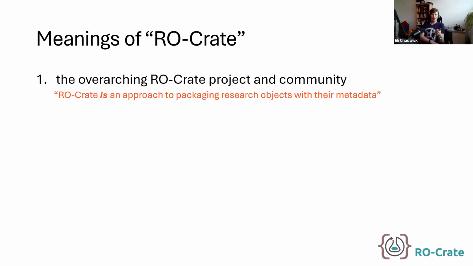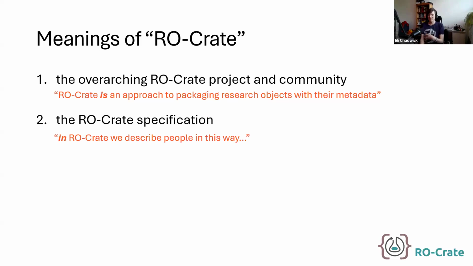First of all, there's the overarching RO-Crate project and community. So when I say RO-Crate is an approach to packaging research objects with their metadata, I'm talking about the whole project. Then there's specifically the RO-Crate specification. So I might say in RO-Crate, we describe people in such and such a way. That's a reference to what the specification says on that subject.